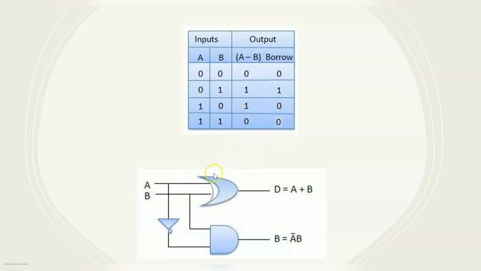And the logic circuit diagram is like this. A and B are given to an XOR gate, and the difference will be A XOR B, not plus. The borrow has only one term, A bar B. So A bar is given to this AND gate, and B is also given to this AND gate. So borrow is equal to A bar B, and difference is A XOR B.